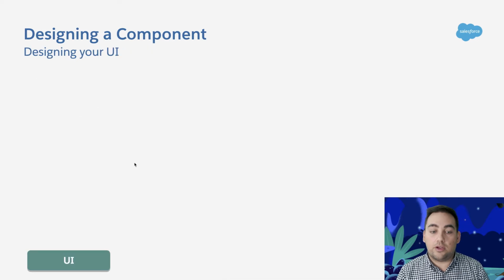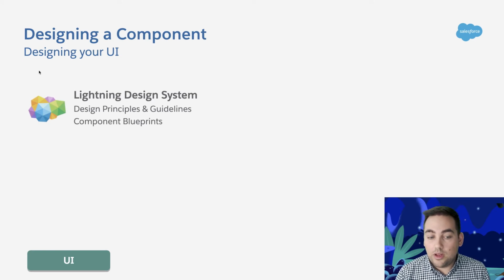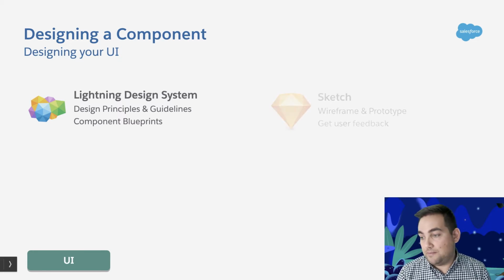So now let's take a look at the UI and how we can start developing and designing what that's going to look and feel like. Now, number one place to start is the Lightning Design System. Memorize it, know it, visit the website constantly, because the closer you are to the patterns and to the designs, the easier it is for you to quickly build components.